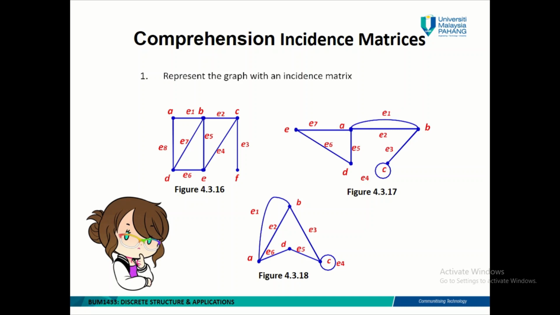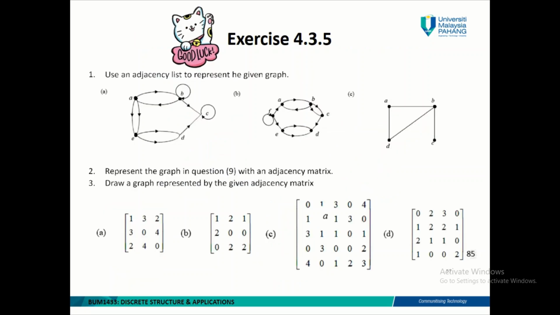This is how to represent the graph with an incidence matrix. So this is your exercise 4.3.5. I hope you can do all the exercises, and I hope you understand what we learned today. And if you have any questions, you can ask your lecturer.